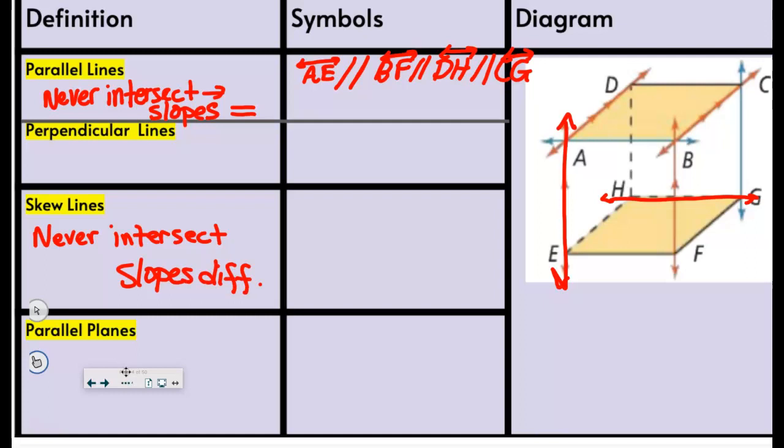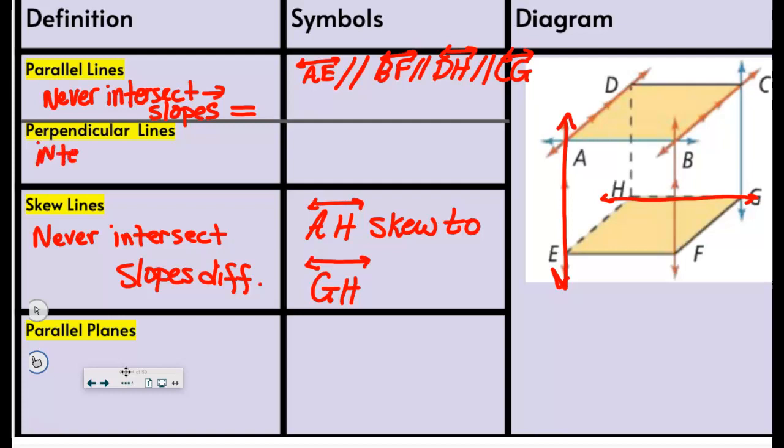So there's no symbol really for skew lines. You just use the word. So I would say line AH is skew to line GH. And again, there's lots of examples. I'm just putting one example up here. All right, so perpendicular lines intersect.